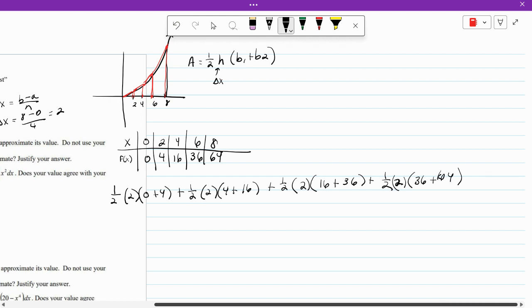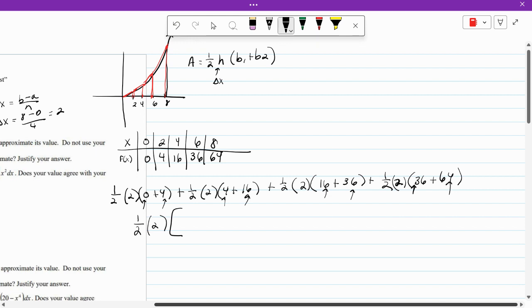Okay, so here are my 4 trapezoids, and I want you to notice that they all have something in common. They all have a 1/2 times a 2, so we're going to go ahead and factor that out. And I also want you to notice that this 0 only appears once. 64 only appears once, but the 4 appears twice. The 16 appears twice. The 36 appears twice.